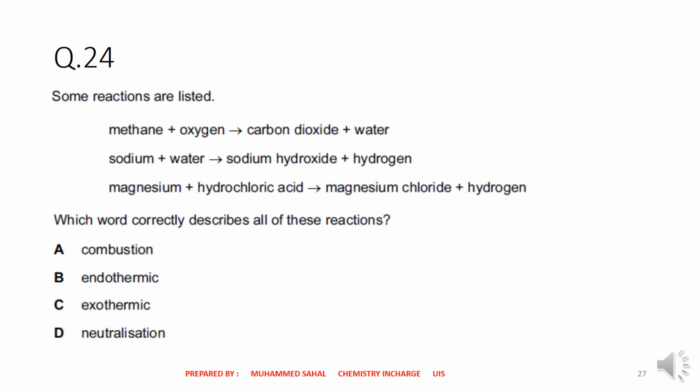Some reactions are listed. Methane plus oxygen gives carbon dioxide plus water. Sodium plus water gives sodium hydroxide and hydrogen. Magnesium plus hydrochloric acid gives magnesium chloride plus hydrogen. Which word correctly describes all of these reactions? Option C.